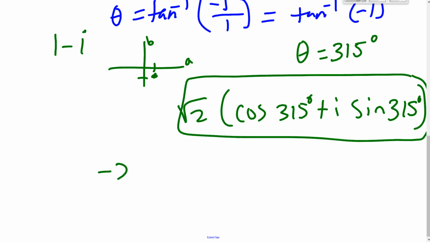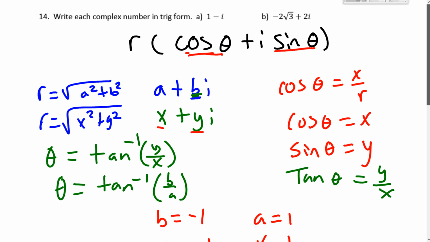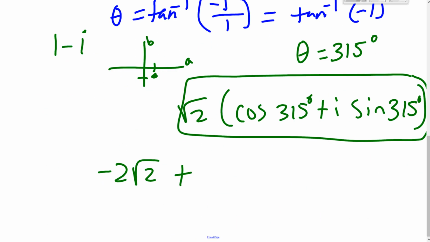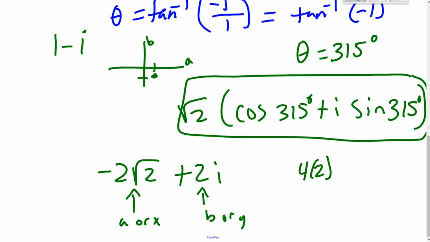Our second one is -2 root 2 plus 2i. So there is our b or our y, whichever one you prefer, and this is our a or our x. Okay, so then we can go ahead and square those. That's -2 root 2 squared, which is 4 times 2. And then I'm going to add 2 squared, which is 4, and then I'm going to square root that.